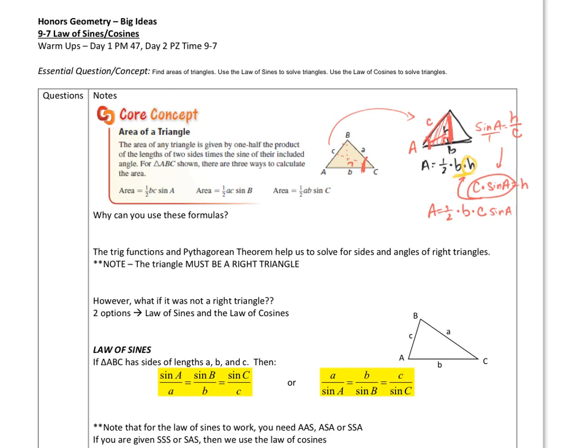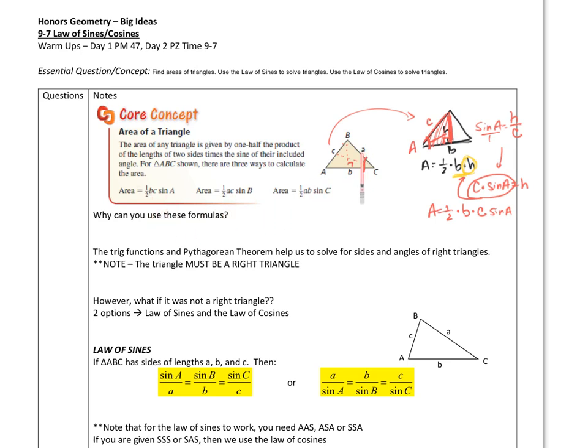Take a look. We've got the area. Let's use a different pointer. I know some of you like this lightsaber. We'll just go ahead and do the lightsaber. So you have the area equals 1/2 BC sine A. But take a look. It's these 2 sides and the included angle. Look at where B is. Look at where C is. So it's the 2 sides with the included angle. BC sine A.